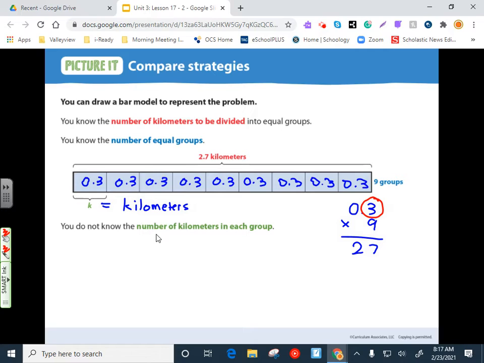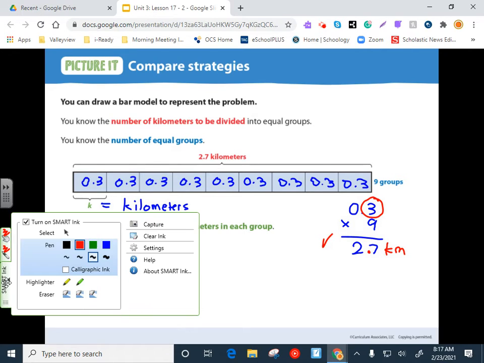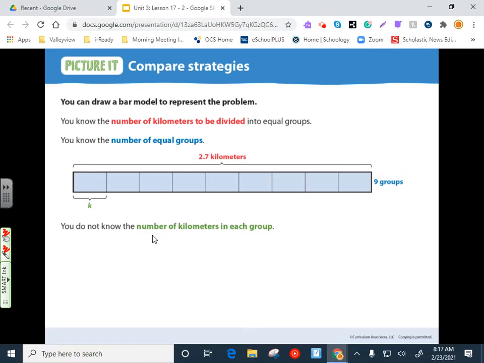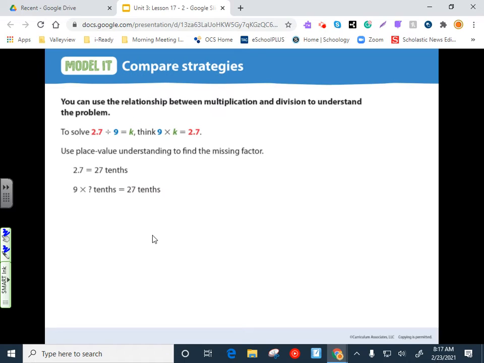I've got one space for my decimal point, so 2.7 kilometers, and this answer checks out. That's one way of doing it, drawing out with these bar models. These are great for division. We can also convert a division problem into a multiplication problem.